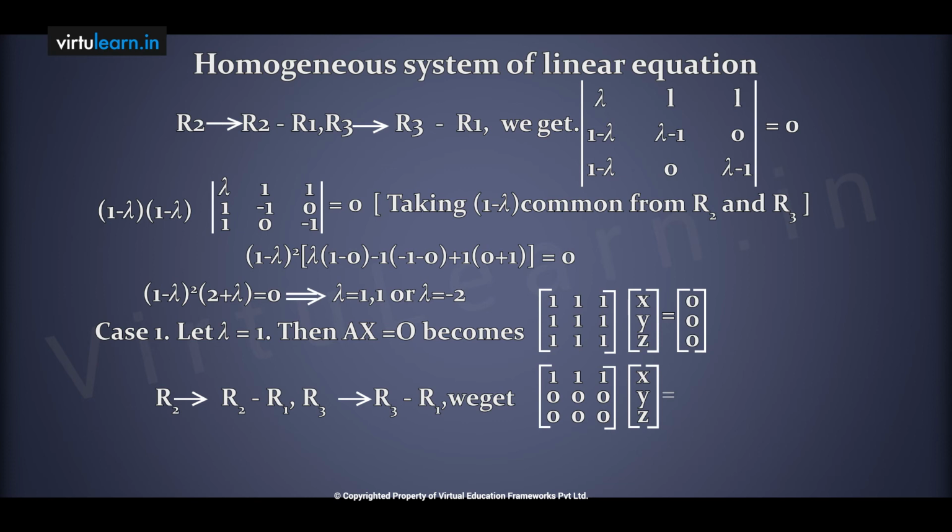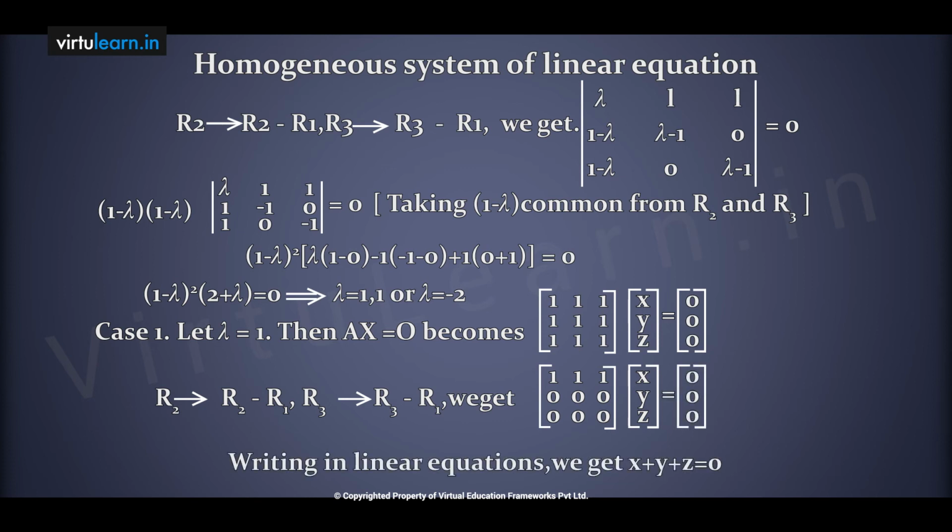X, y, z equals 0, 0, 0. Writing in linear equations, we get x plus y plus z equal to 0. Now observe this one: we have only one equation in 3 variables, but we have to calculate 3 unknown variables x, y and z, and from one equation it is impossible to calculate 3 values.